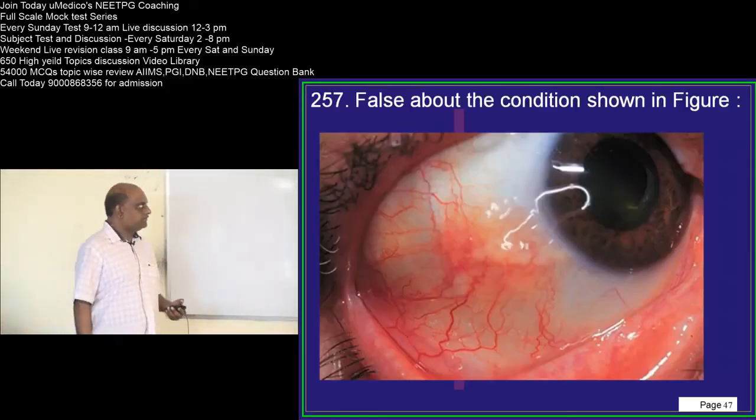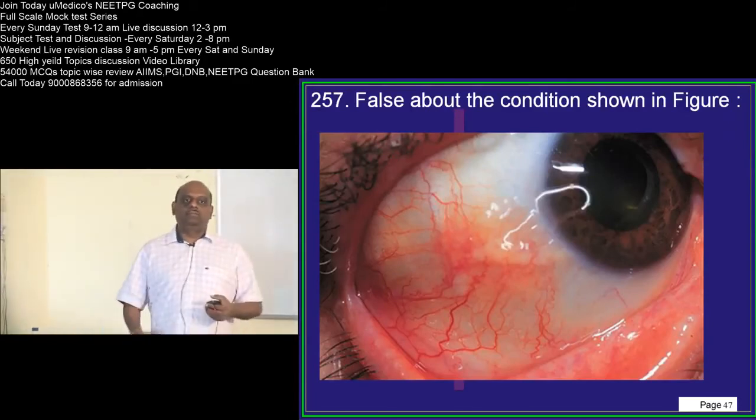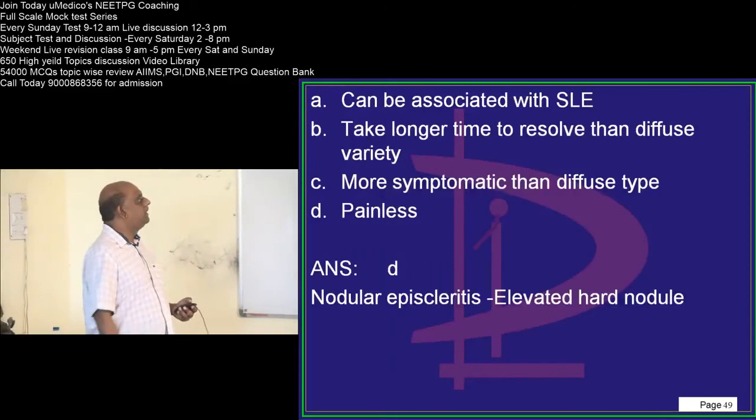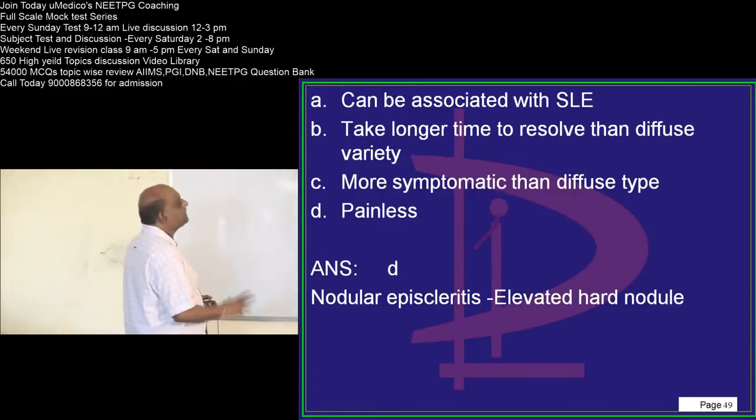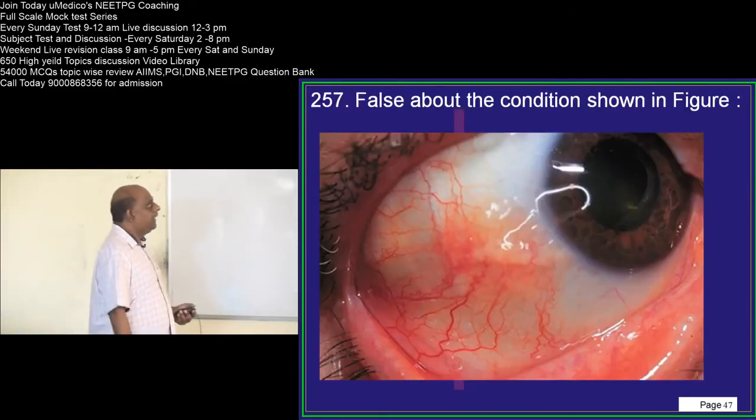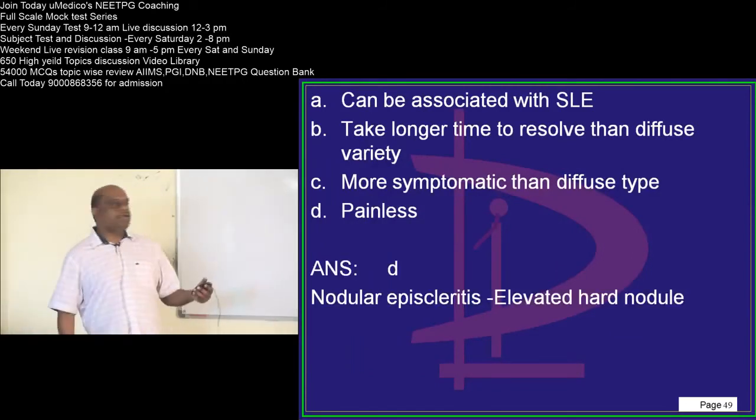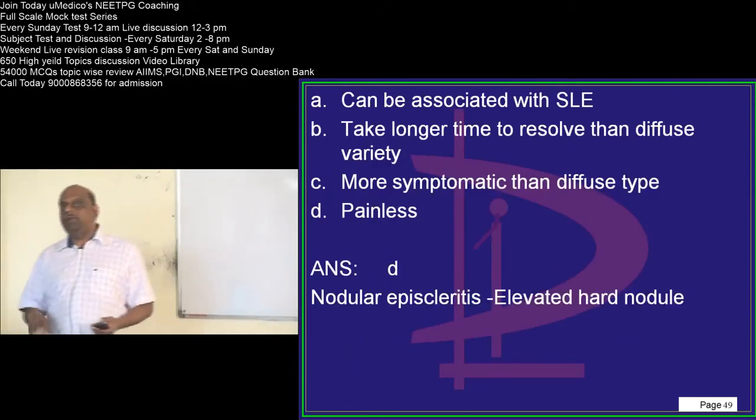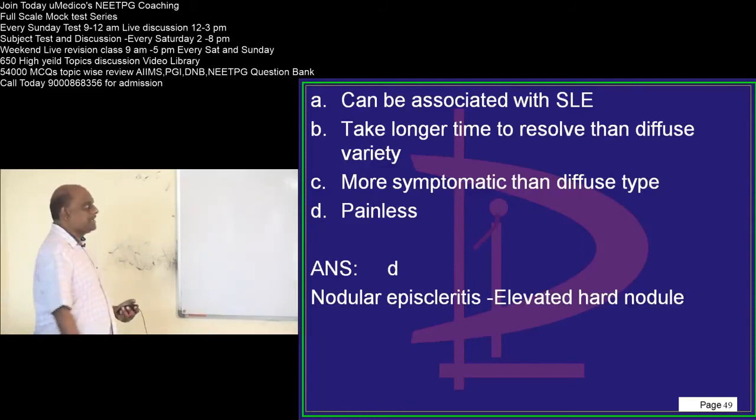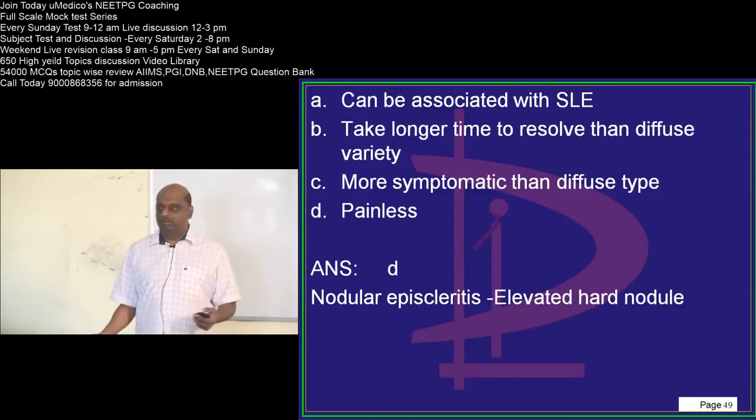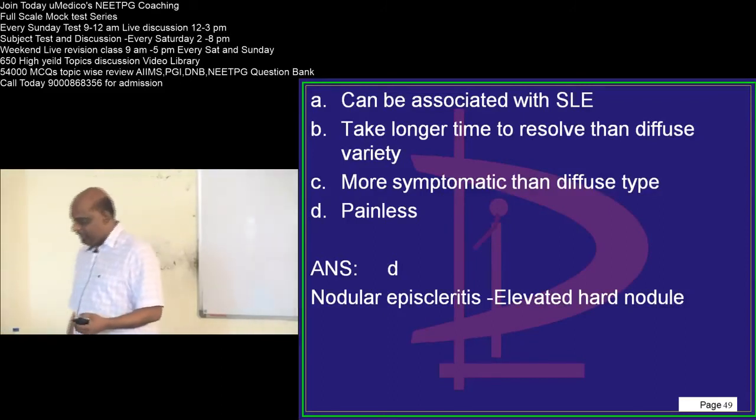Now, what is this condition? This is nodular episcleritis. So nodular episcleritis, it can be seen in case of SLE. It takes longer time to resolve compared to the diffuse type of episcleritis. It is more symptomatic and it is painful. That's what you have to basically remember.